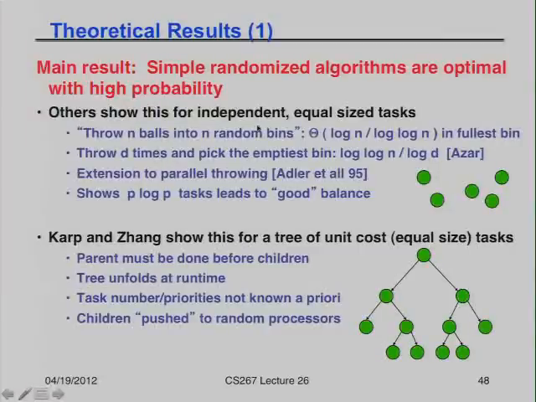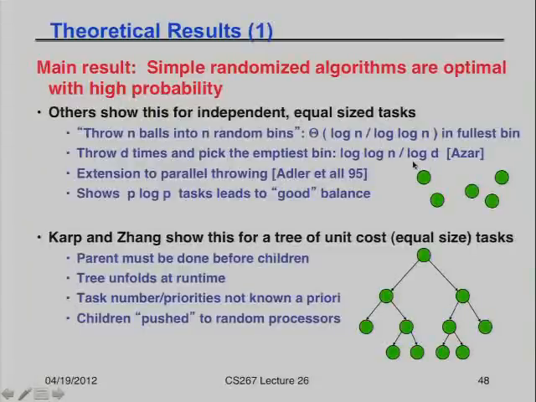So then they said, well, I want to do even better than that. So what I'm going to do is pick d random bins and pick the smallest one. So I'm going to pick d random processors, ask how much work each of you has to do, and then I'll give the least busy one the work. Then it goes down from log n over log log n down to log log n over log d.